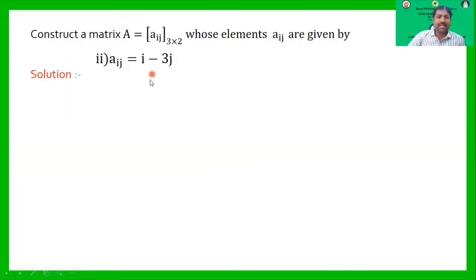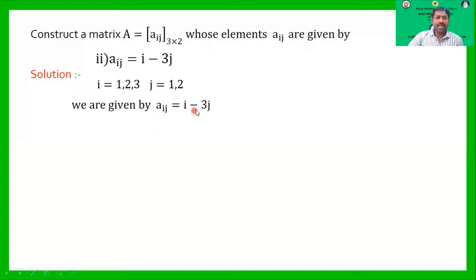So there are 6 elements. Its order is 3 by 2, so there must be 3 rows. So i can take values 1, 2, 3, and j can take values 1, 2, because j can take maximum value 2. Now we put different values and we will find the 6 elements.